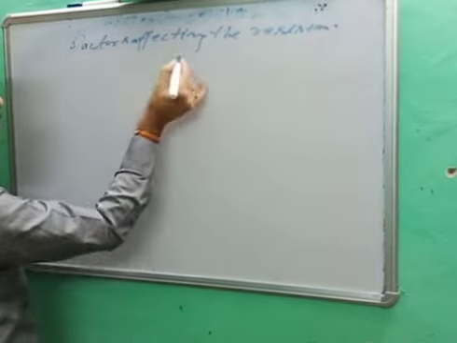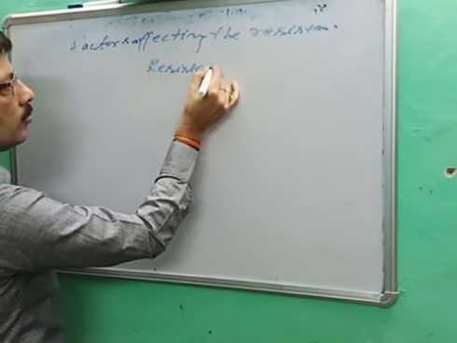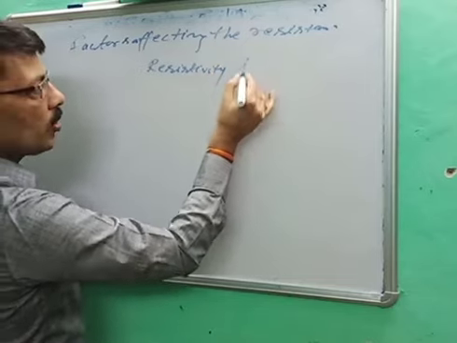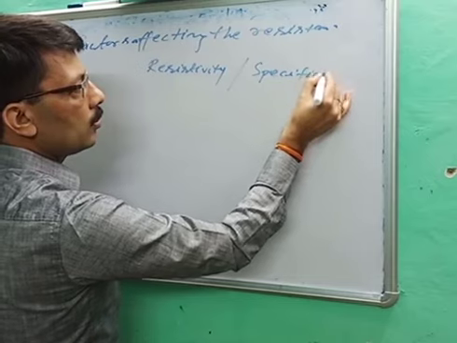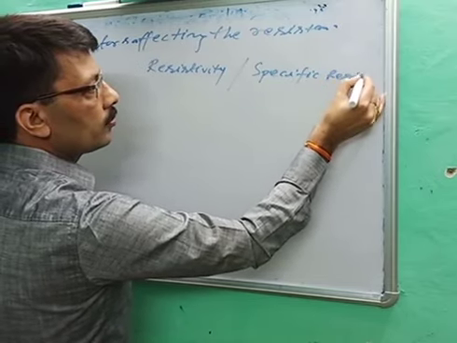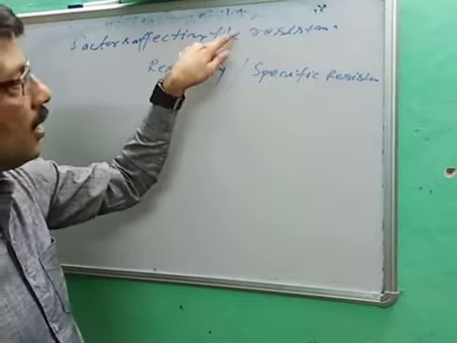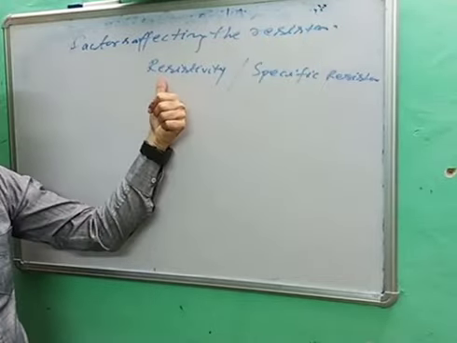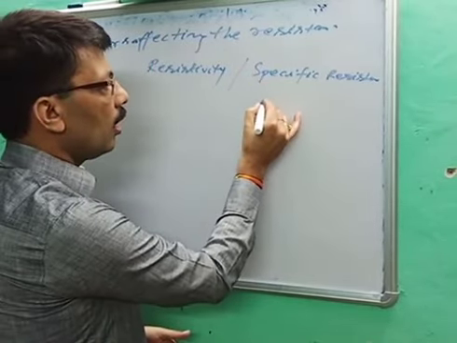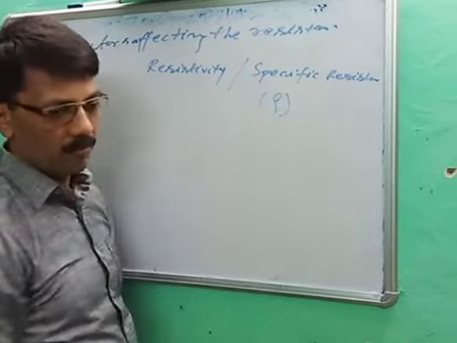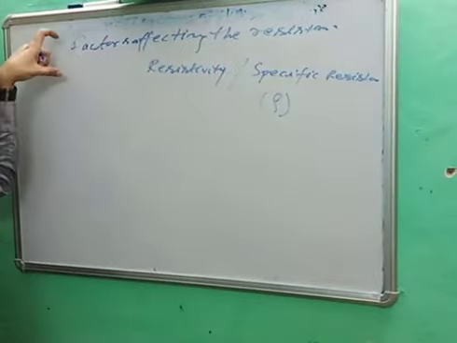Three names. It is also called resistivity. It is also called specific resistance. So here are three names for the factors affecting the resistance. First is the topic, second is resistivity, and third is specific resistance, and it is all denoted by rho. So let us see the points for this.